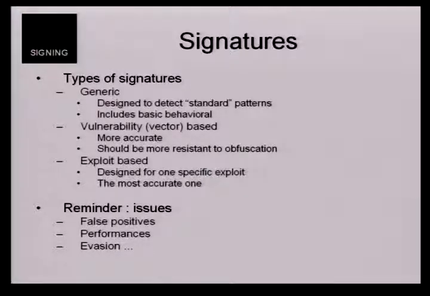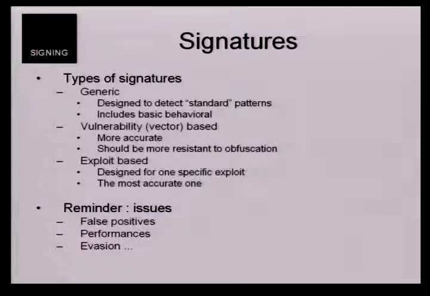First, we've got what we call generic signatures. They are here with a kind of global pattern to detect generic threats, like shellcodes, buffer overflows, all this. I include in this category very basic behavioral signatures, like if I see 10 authentication attempts in less than 1 second from one source to one destination, I say it's a brute force attack. I put it in this category.